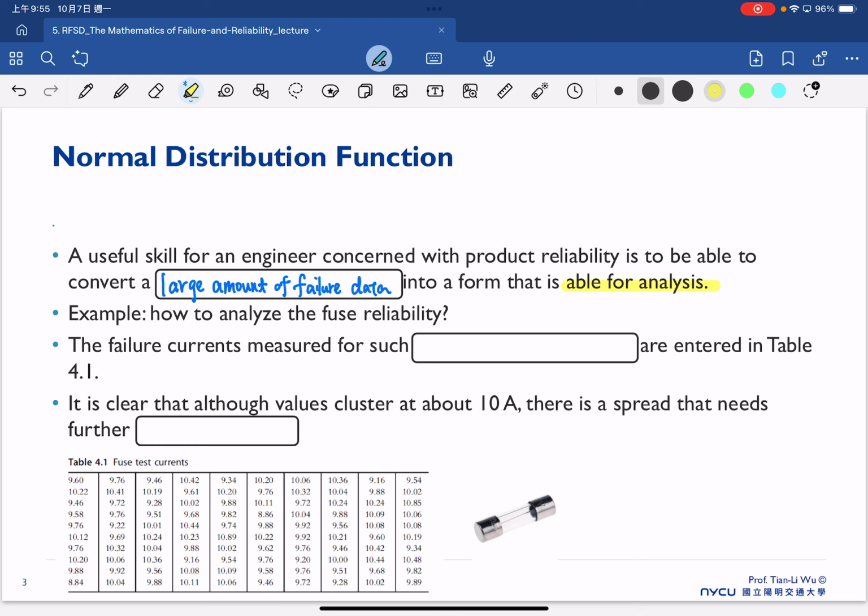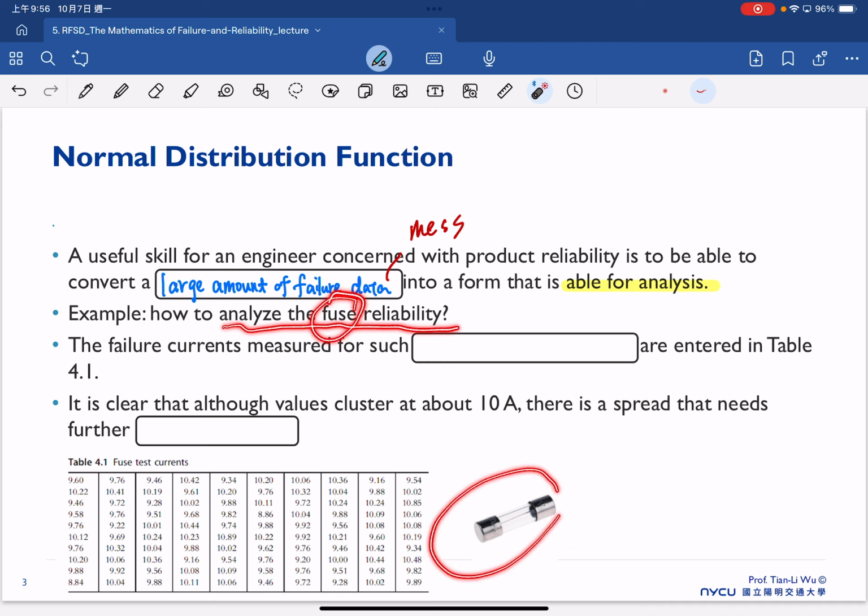And sometimes if we just look at this failure data, it's kind of like math, so it's not easy to analyze. That's why we need to convert it to a form that is suitable for analysis. So here is an example of how to analyze fuse reliability. So this is a fuse.